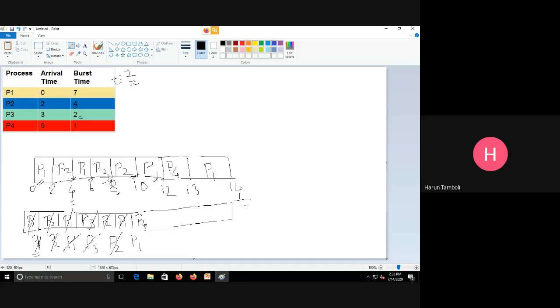So P1 will get executed 10 to 12. After that, it will get preempted, and for the remaining part, it will go to the ready queue. Then P4 will start the execution. So in 12 to 13, P4 will execute. P4 requires only 1 second, so it will complete execution 12 to 13, and after 13, it will get terminated. So after completion, only P1 is remaining.